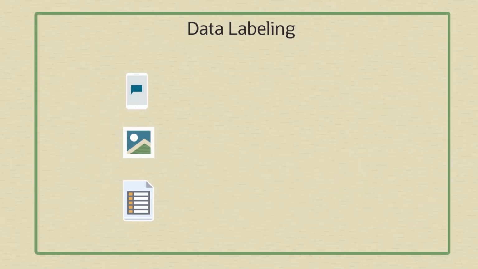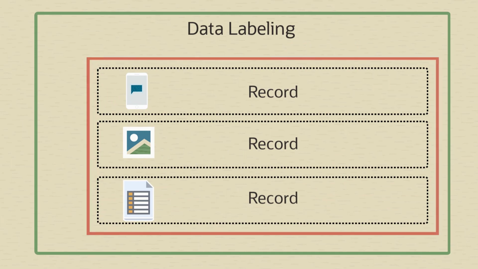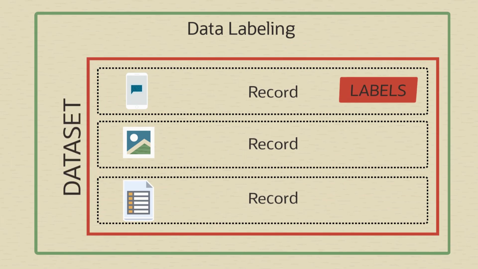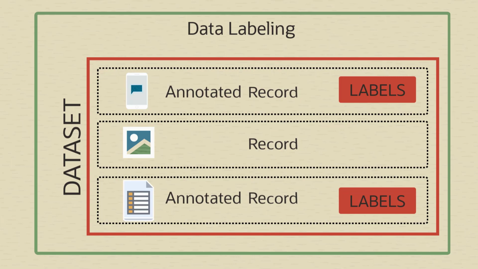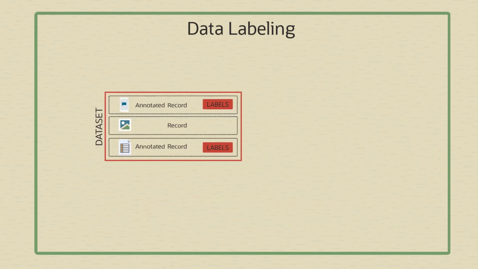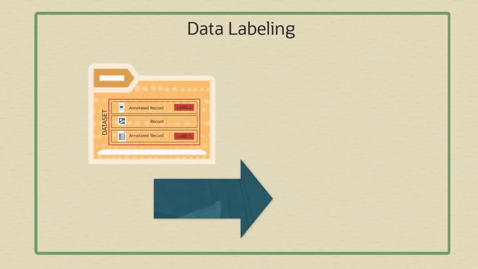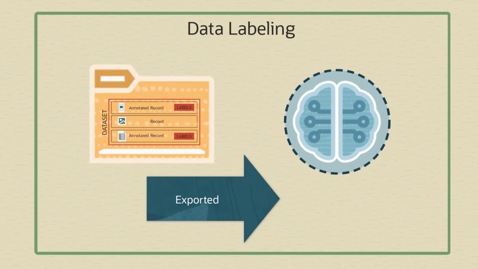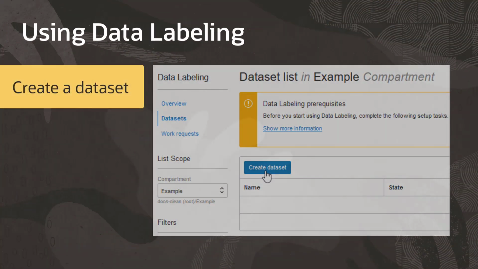In data labeling, each item is a record, and a collection of records is a data set. Use labels to identify what's in the record and to annotate each record. When you add one or more labels to a record, you have an annotated record. When some or all of the records are annotated, the dataset can be exported for use with artificial intelligence or for machine learning.